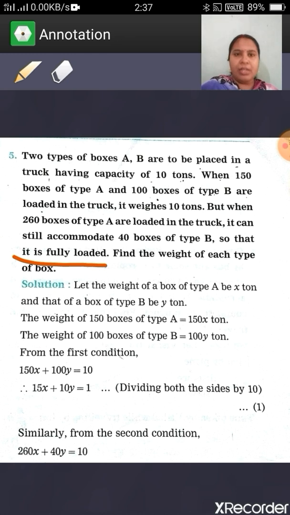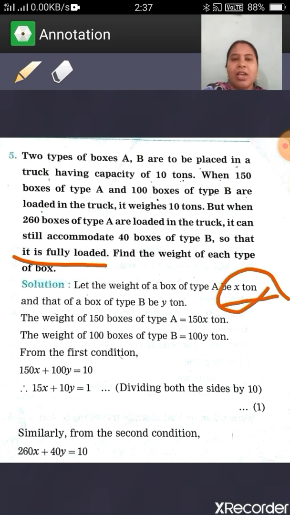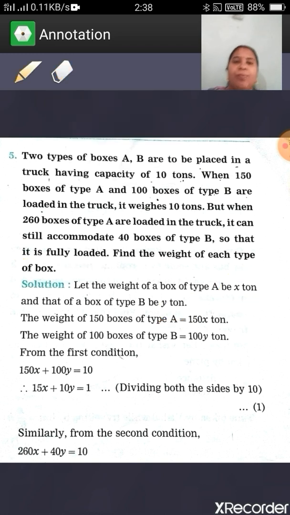I want you to understand one thing: when we are talking about the weight of any box like A and B, we are not going to calculate it in terms of tons. Tons means quite a bigger unit. In a box, you cannot accommodate 1 ton, 2 tons, 3 tons. It can be in kgs. So I'm going to make a slight change in this sum: instead of assuming x ton and y ton, I will assume x kgs and y kgs. I'll tell you how it is to be written. When it is x kgs and y kgs as the weight of box A and box B, then what changes will be done here?